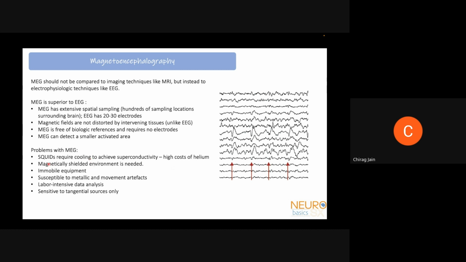Other things, there's a significantly magnetically shielded environment which is needed for MEG activity. The equipment is immobile. EEG can be carried anywhere and used. MEG cannot be. It is susceptible to both movement and metallic artifacts. And whatever data is produced by a MEG, it requires a lot of analysis before it can be interpreted. And as we will see in the next slide, it is sensitive only to tangential sources.